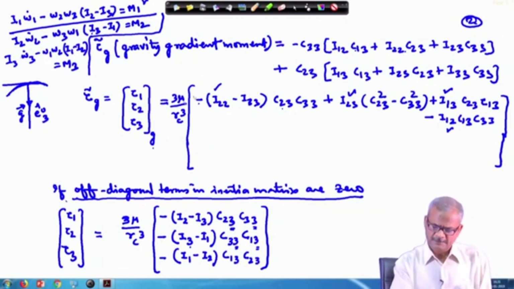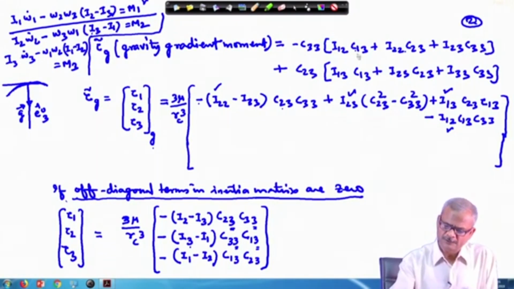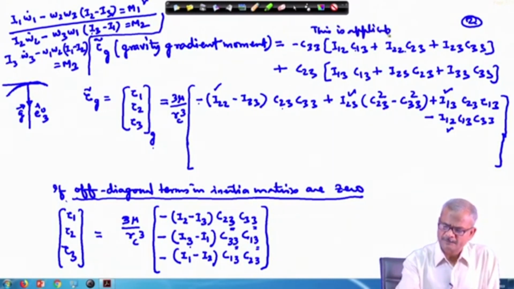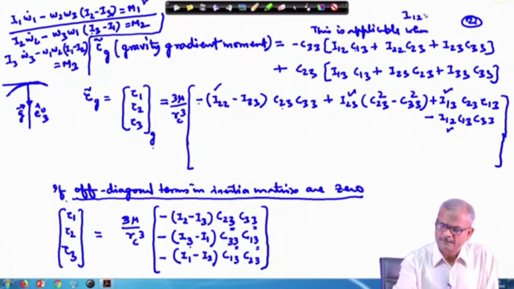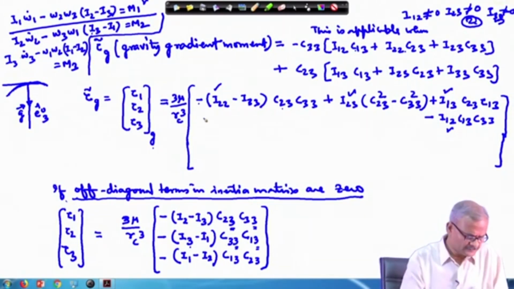Okay. And this one is with the off diagonal terms non-zero. So, this is applicable when I 1 2 is not equal to 0, I 2 3 is not equal to 0, and I 1 3 is not equal to 0. So, for that case it is valid. So, the other terms we can write here.